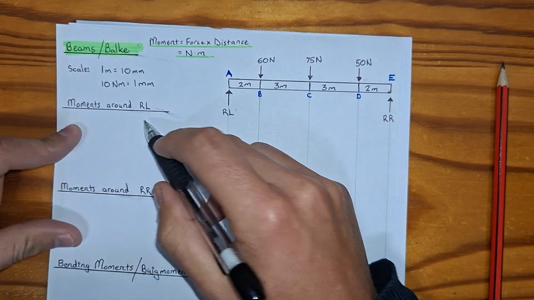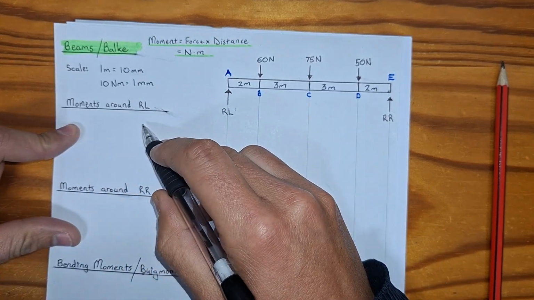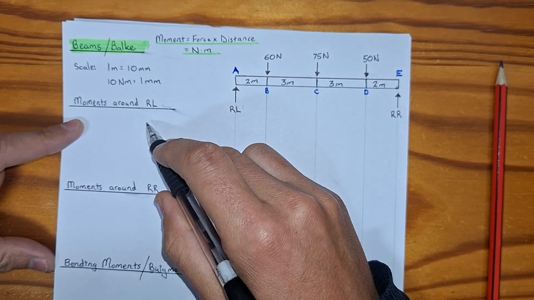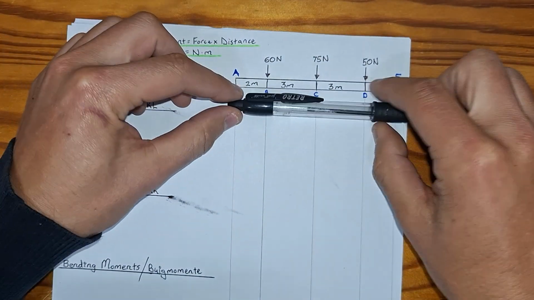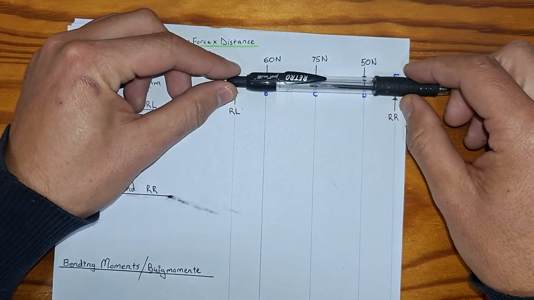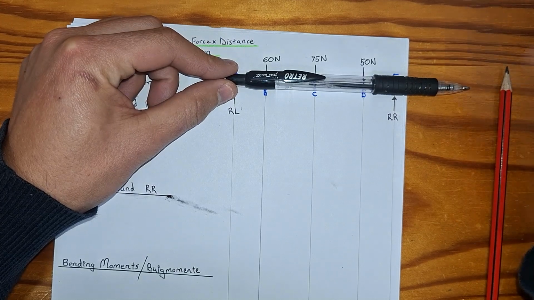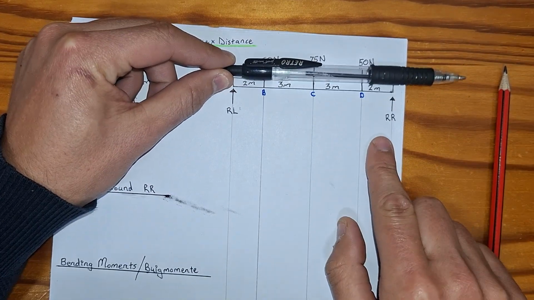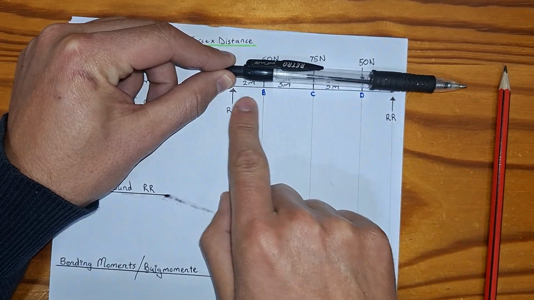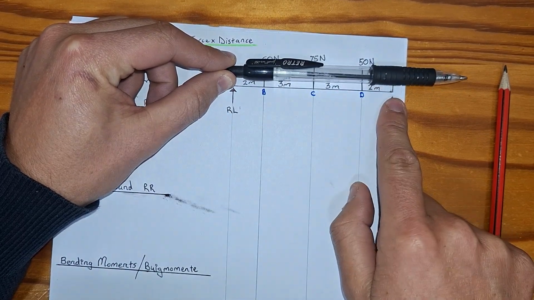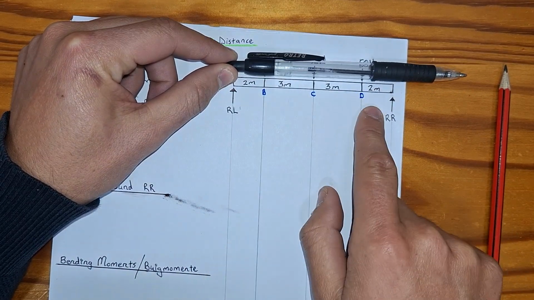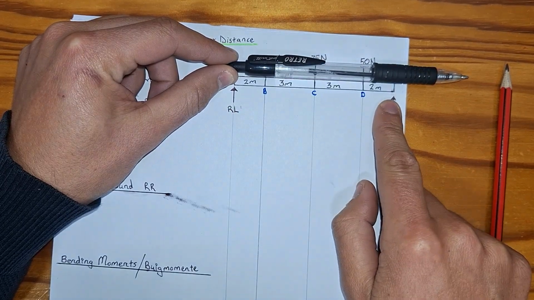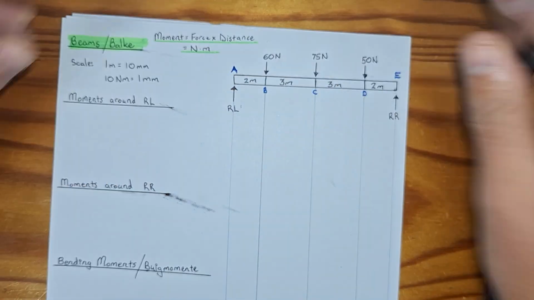So we are going to write the heading, moments around reaction left, but we are actually calculating the moments at reaction right. Okay, so we will first, on the left-hand side, or left side of the equal sign, put the unknown value. So it's reaction right times the distance. So it's that force, the unknown force times the distance. So that's 2 plus 3 plus 3 plus 2, that's 10 meters. So reaction right times 10 meters.